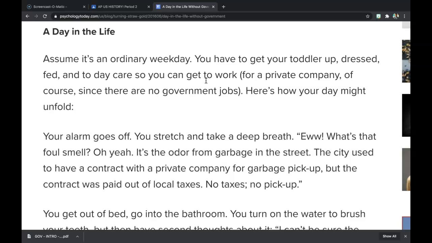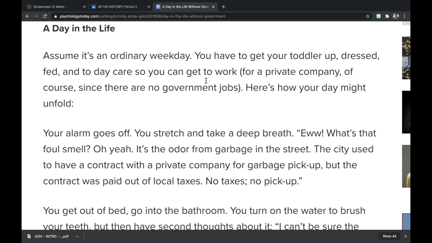Assume it's an ordinary weekday. You have to get your toddler up, dressed, fed, and to daycare so you can get to work, for a private company, of course, since there are no government jobs. Here's how your day might unfold.